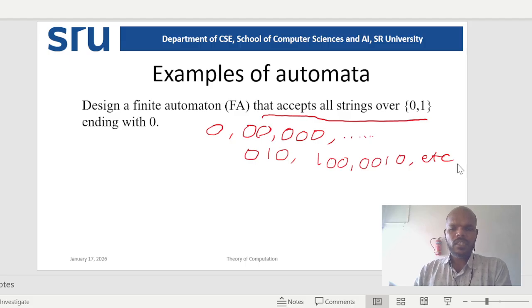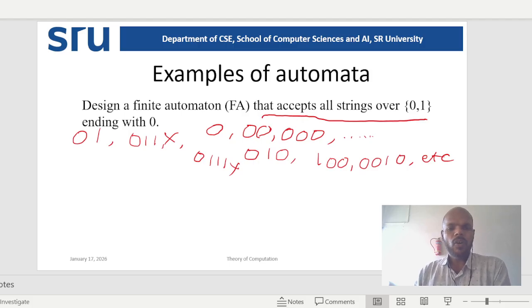After that, we will discuss some of the strings which are not accepted. For example, take 01. It should not be accepted because the string ends with 1. And again 011 should not be accepted. These kinds of strings should not be accepted by the finite automata. Now, one principle you have to understand here.